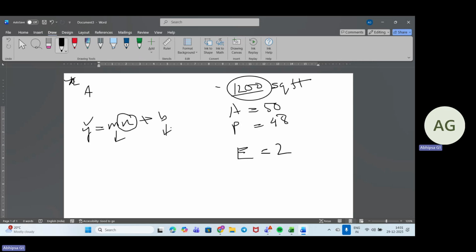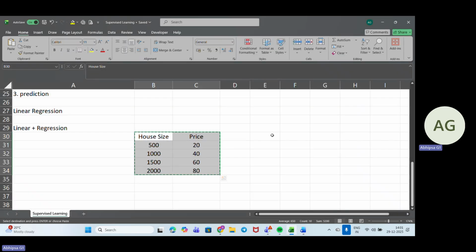If we change the value of m, that is the slope, and b, being the starting price, we can change them accordingly. So little by little change makes the line fit best. This process is called gradient descent. So this is all about the details that we have discussed. Now let's take it down to Excel and discuss again with the data how we have gone ahead.